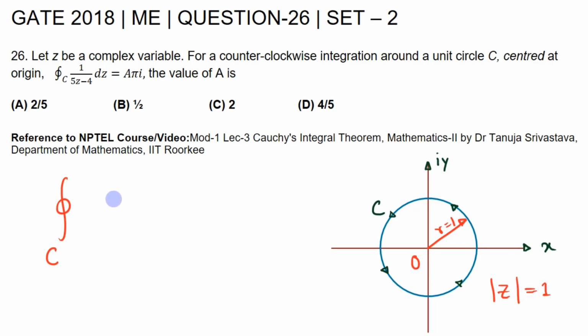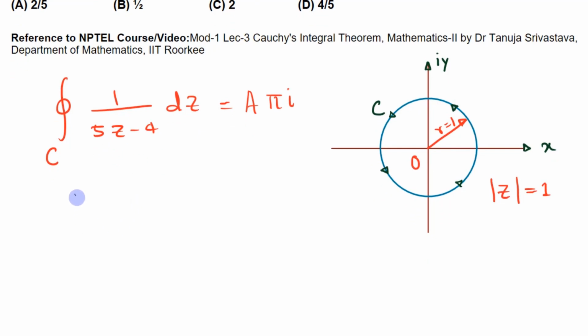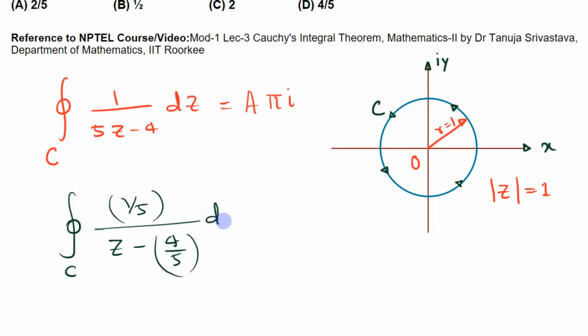Okay, so the integral of 1 upon 5z minus 4 into dz, and the value of this is already given to us as a pi i, and we need to find the value of a here. So we can also write this integral on loop C by taking 5 common in the denominator: 1 upon 5 in the numerator divided by z minus 4 by 5, into dz.